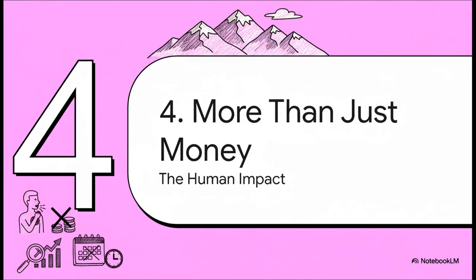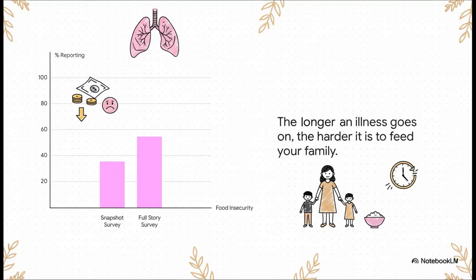But the full story survey revealed something else. The snapshot method doesn't just miss the money, it misses the deeper human impact of the disease. For instance, when you ask someone in that single interview, about 36% of patients reported not having enough food. But when you follow them over time, that number jumps to almost 55%. And it makes sense, right? The longer the illness drags on, the harder and harder it gets to feed your family.